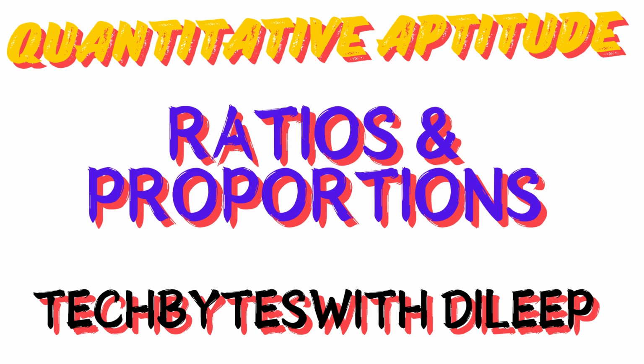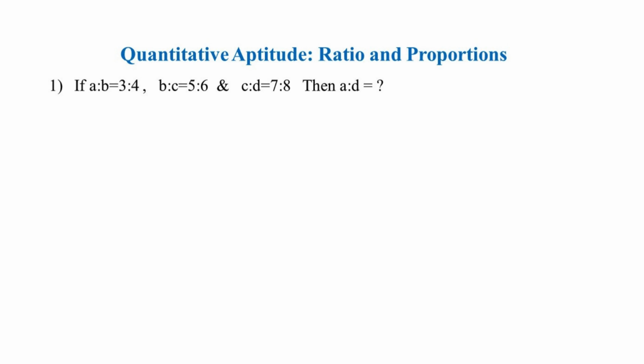Hello everyone. Today let's discuss ratio and proportions. Now the first question is, if A is to B is 3 is to 4, B is to C is given as 5 is to 6, and C is to D as 7 is to 8, then they're asking us to find out the A is to D ratio.